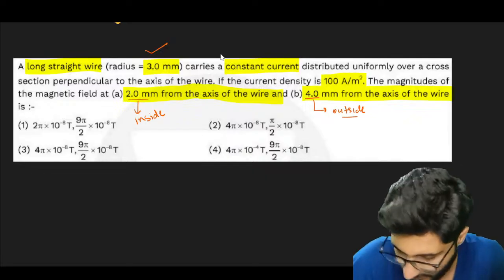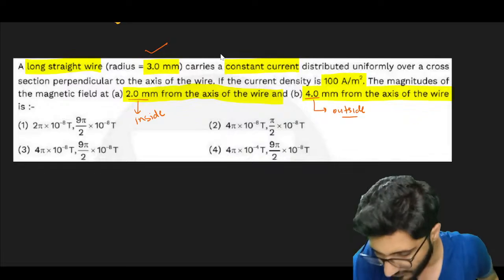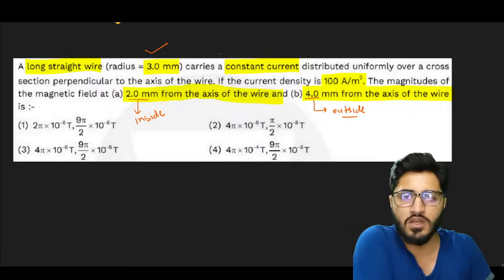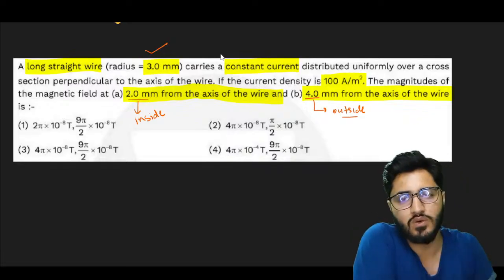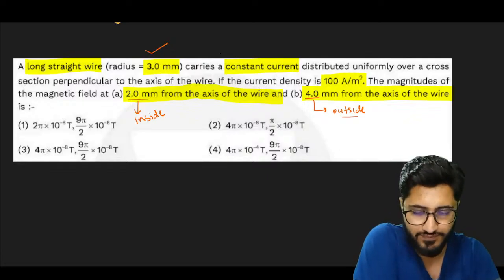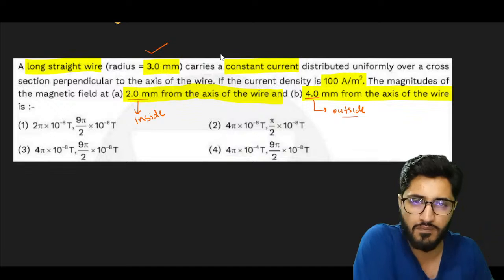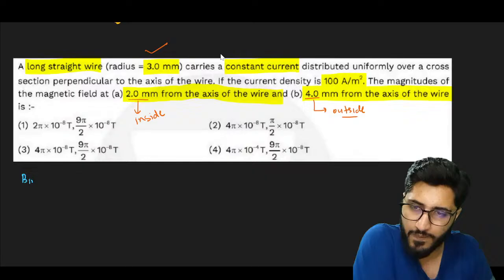No issue, sir. Look now. What is the formula for inside for a long straight wire? Okay, so the inside formula.